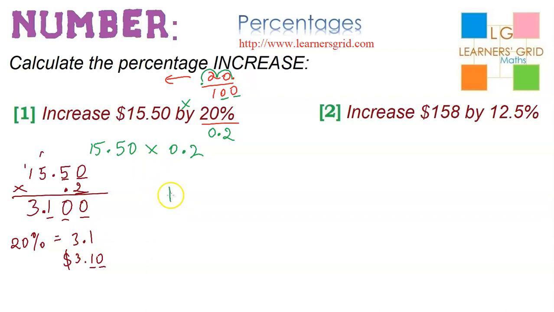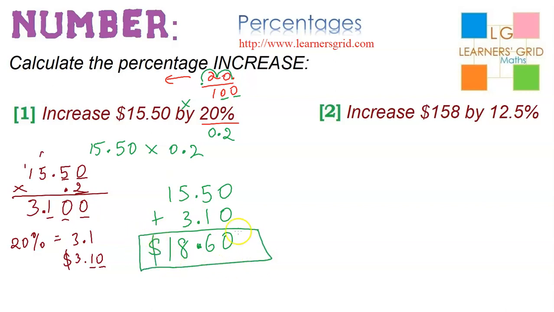So the original amount of $15.50 plus 3.1. Now, because it's money, you could put the 0 in here. That'd be fine. Okay, 0 plus 0 is 0. 5 plus 1 is 6. We're up to the decimal point. Put that in. 5 plus 3 is 8. And 1 plus nothing is 1. And so the final answer is $18.60.